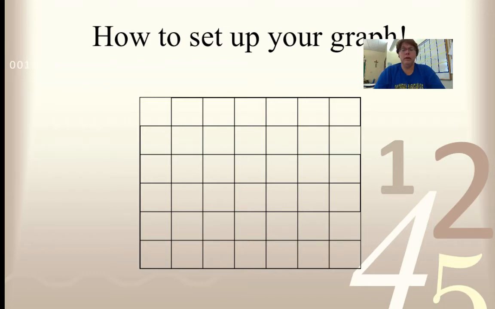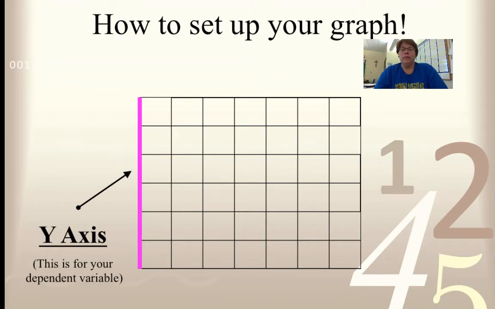Okay, so let's get started. The first thing you need to worry about is the letter Y, because that's the axis. I know there's no Y in TAILS, right? The Y-axis is the one that goes up and down. And the dependent variable, the thing that you are measuring, always goes on the Y-axis.